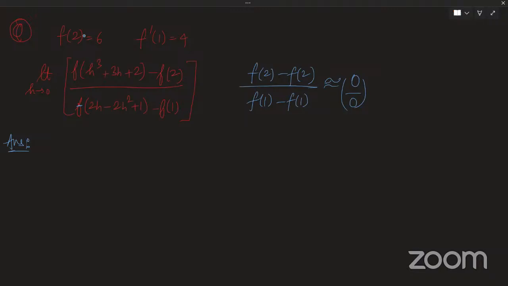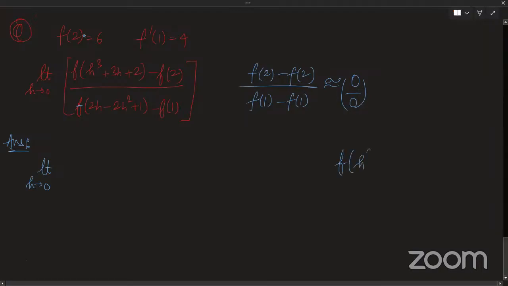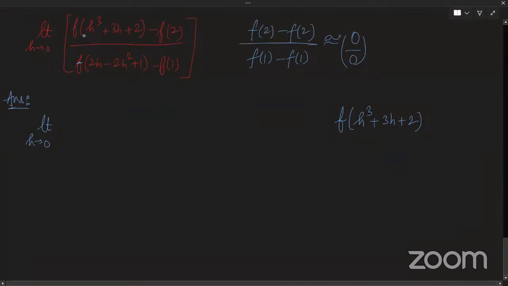So in the numerator, you have got f of h cube plus 3h plus 2, and you are trying to differentiate this thing with respect to which variable? Obviously, there is only one variable, h. So you are trying to find the derivative of this whole thing with respect to h. So how would we do it? Which function has been inserted inside which function?